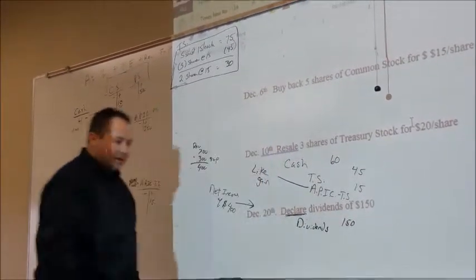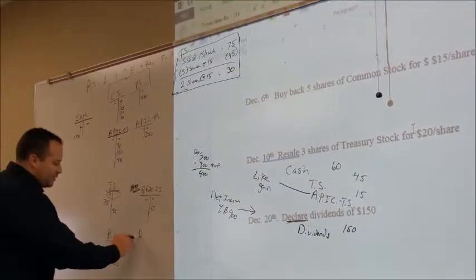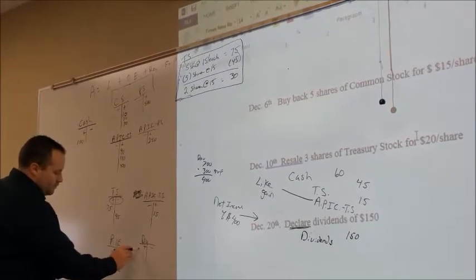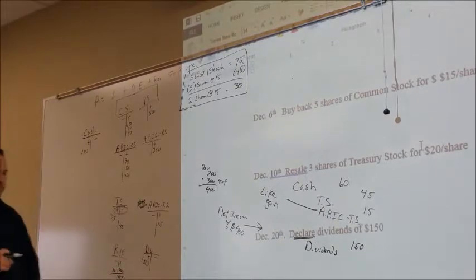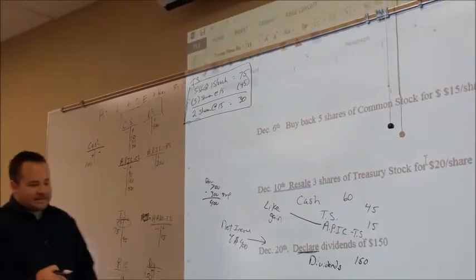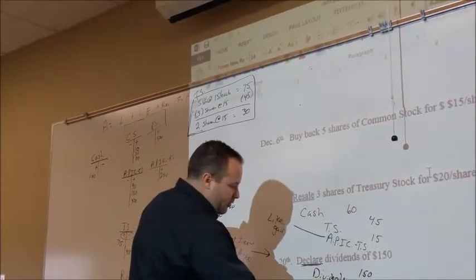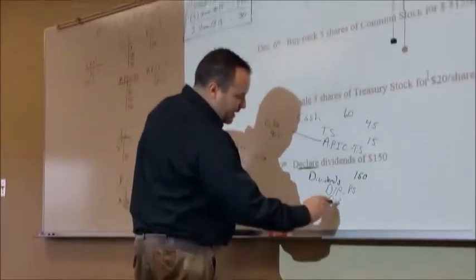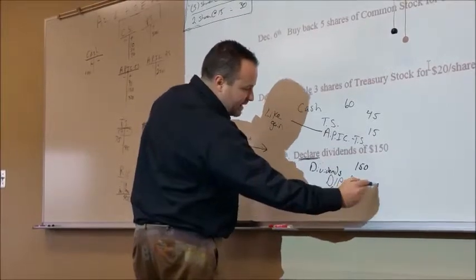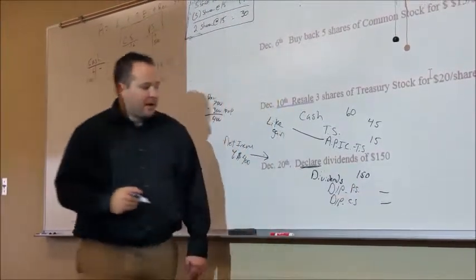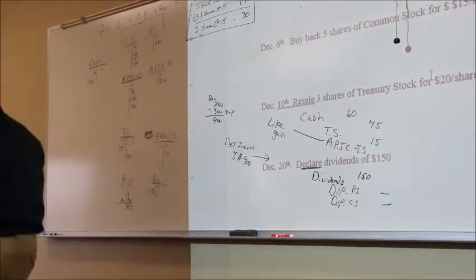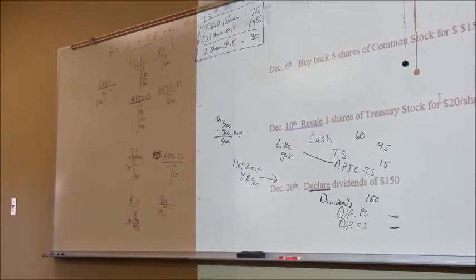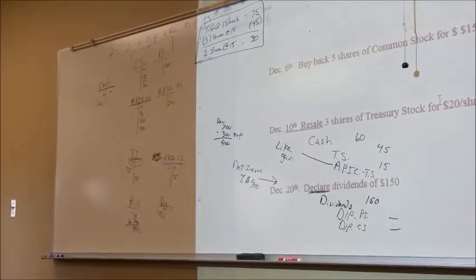So we debit our dividends. Remember, dividends is a contra. And instead of crediting cash, I'm going to credit dividends payable. And I'm going to pay my common stock, and I'm going to pay my preferred stock. We just have to decide who gets what.